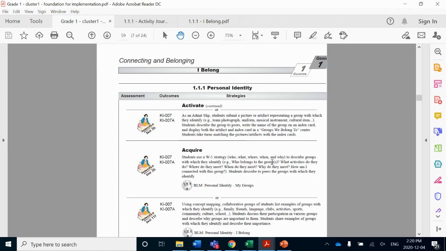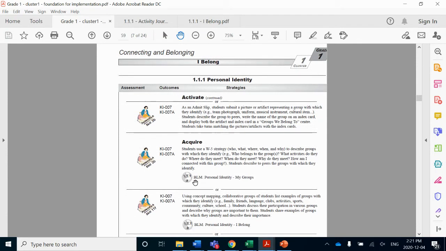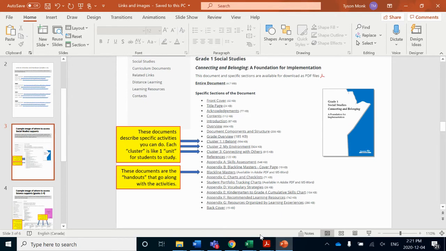Who belongs to the groups? What activities do they do? Where do they meet? When do they meet? Why do they meet? How am I connected? So these are all questions to get students thinking about these different ideas. The thing I want to highlight for you is this point right here that says BLM 1.1.1a, personal identity, my groups. So that this little sign here means that there is a handout that goes along with it. And remember, you can get that handout from this link on the website right here.